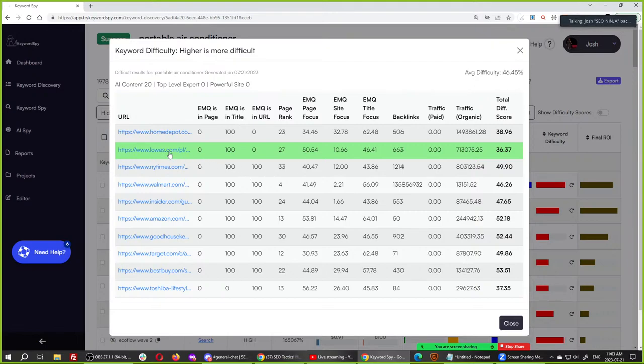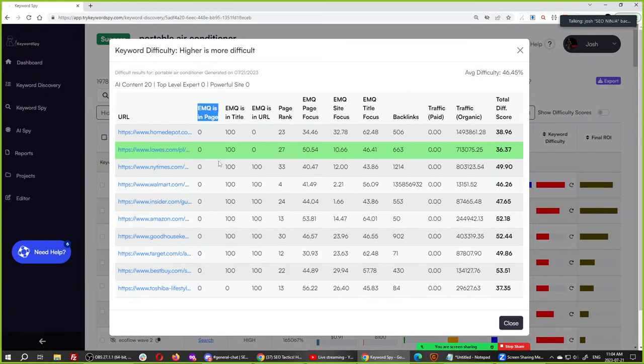So the easiest one here is Lowe's, apparently. They don't have the EMQ for portable air conditioner in the page. EMQ in page means that the slug is not the EMQ, I believe. Greg, correct me if I'm wrong, if that's what that means. So the slug is not the EMQ. No, it means the EMQ is in page, meaning it's in the content or not.